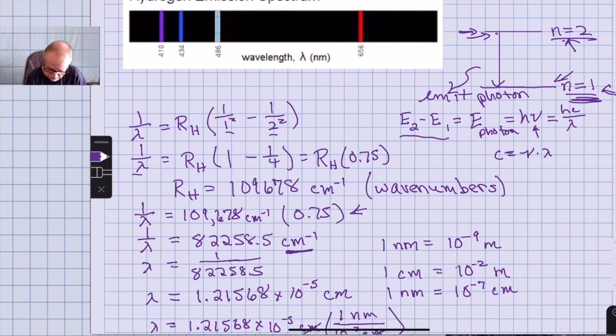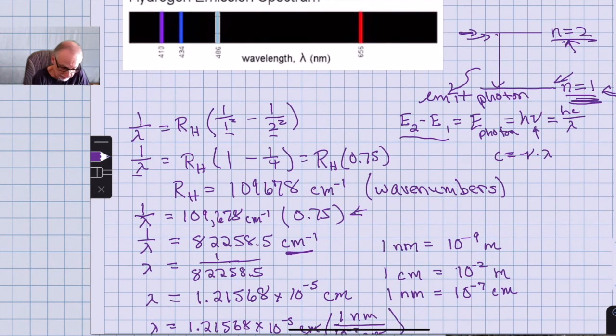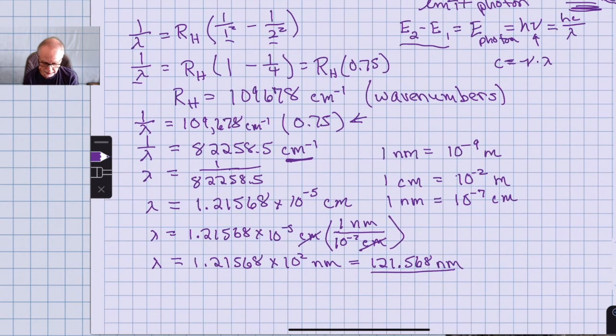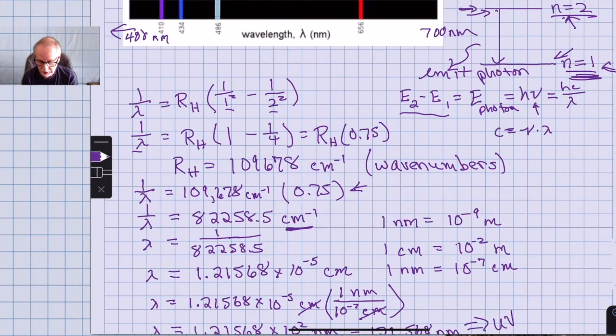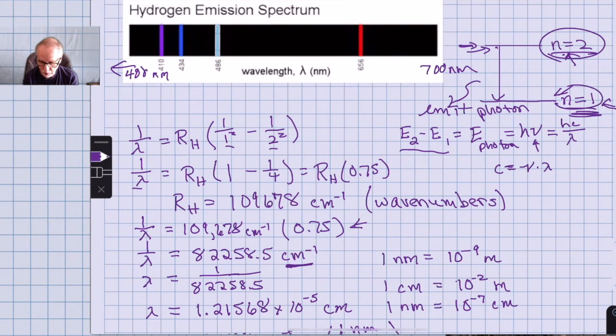Now you'll notice that 121.568 nanometers is way over here on this little spectrum. It's much shorter wavelength than what we see here. And so it is not in the visible region of the spectrum. In fact, the visible region of the spectrum we usually define as going from 400 nanometers to 700 nanometers. That's loosely how we define the visible, that range of wavelengths that we can detect with our eyes. So it's much shorter wavelength than the visible region. In fact, this is ultraviolet. So that emission from level 2 to level 1 corresponds to an ultraviolet photon, which we wouldn't see.